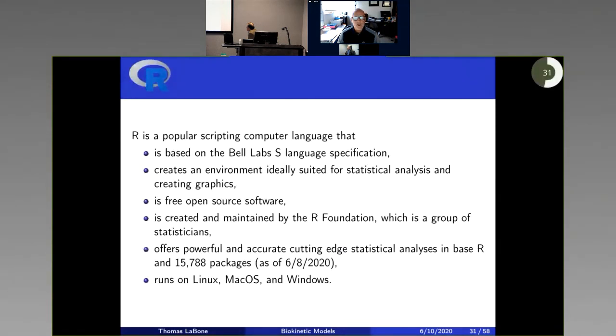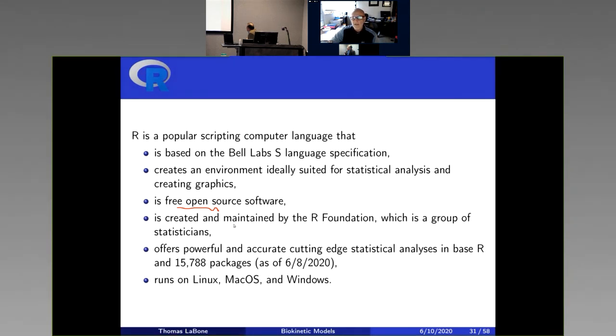And I just put a plug in for R. All the work I do is pretty much in the R scripting programming language. I give you some specifications for it here. And I think the key thing is that it's free and open source. So all the calculations I do in this slide were done in R. I could send you the script. You could run it and reproduce every plot, every number that I have in this presentation. Very easy for you to do.